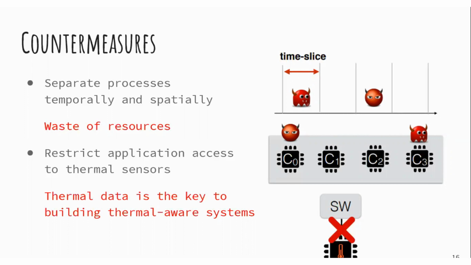By now, you might guess that both of these solutions are not optimal in terms of computation and will probably cost us in terms of resources. But what if we completely blocked an application from accessing the thermal sensors? While it will probably solve the problem, it will not always be possible, especially in thermal-aware systems where CPU temperature is actually a key feature.